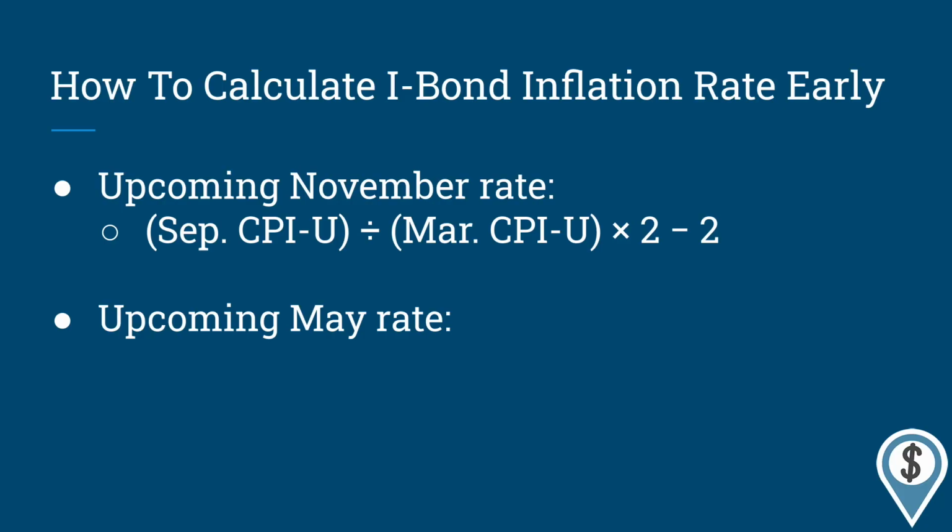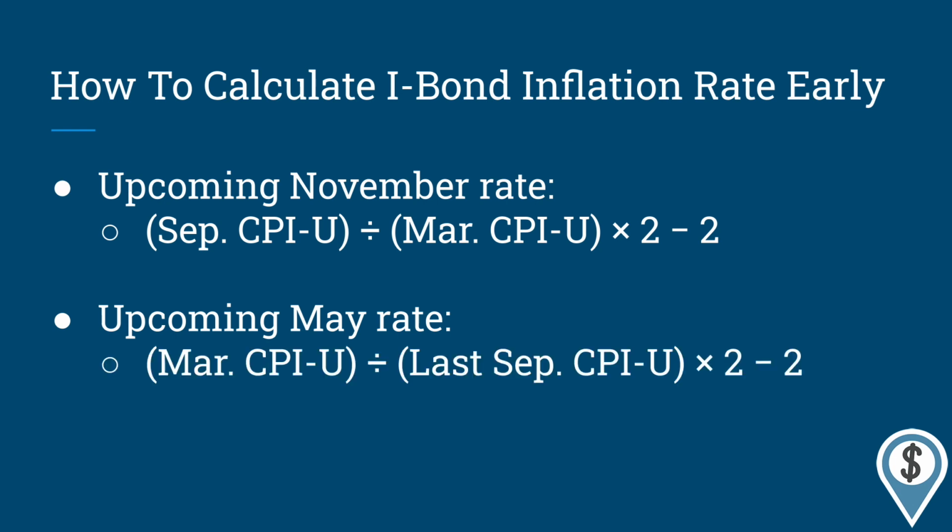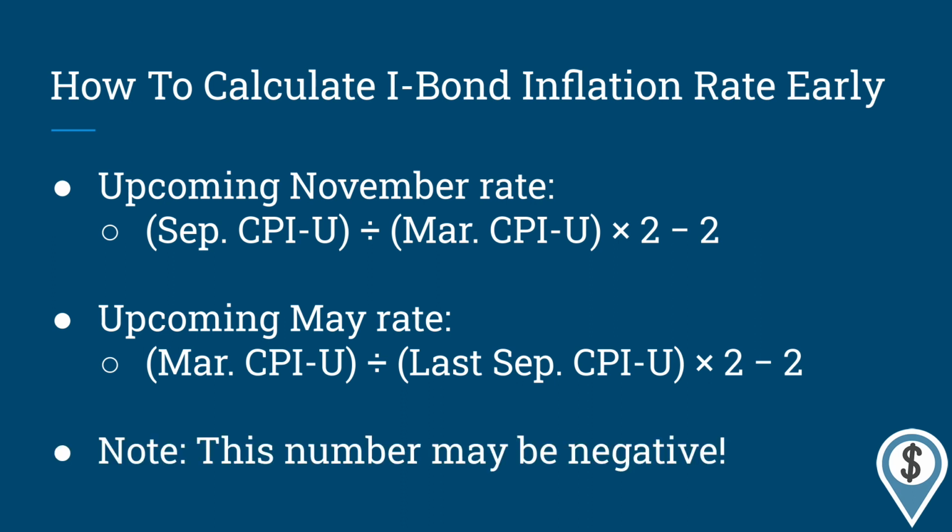Now, if it's currently April and you want to know the upcoming May rate, what you're going to do is take this March's CPI-U number, divide by last year's September CPI-U number, again multiply by 2, and subtract 2. You're left with an annualized inflation rate. By the way, this number might come out negative, and if it does, that's fine. Just leave it negative. We're going to deal with it later.